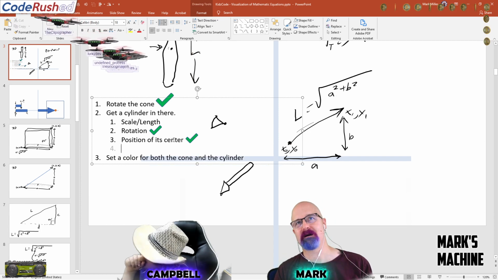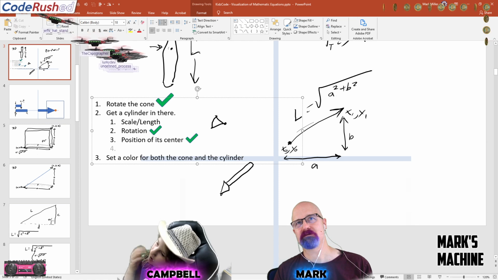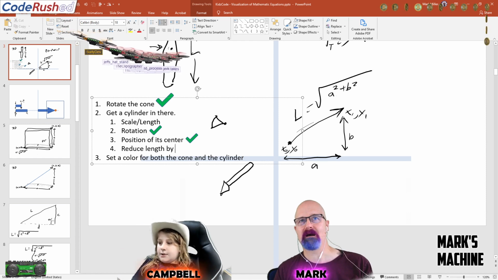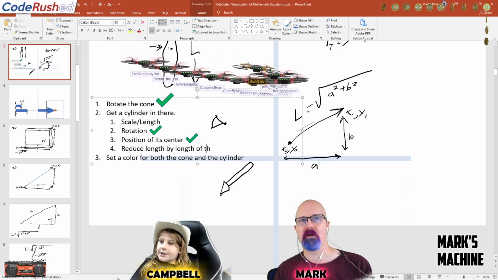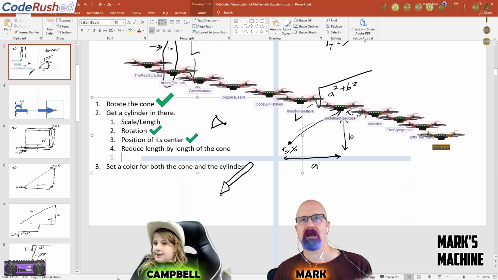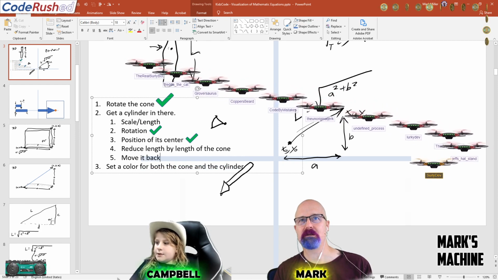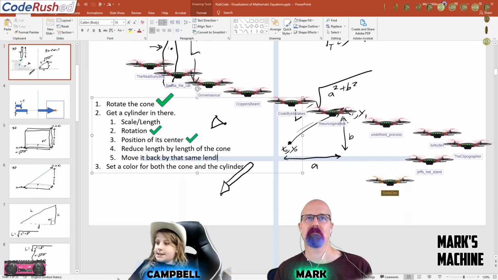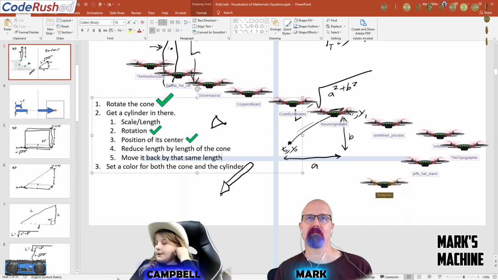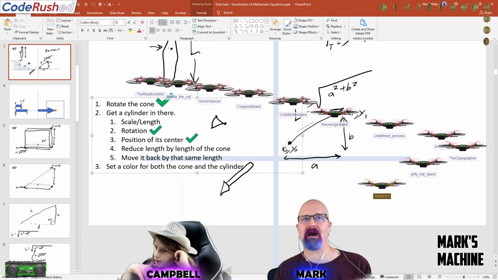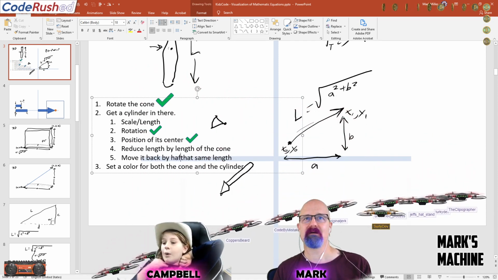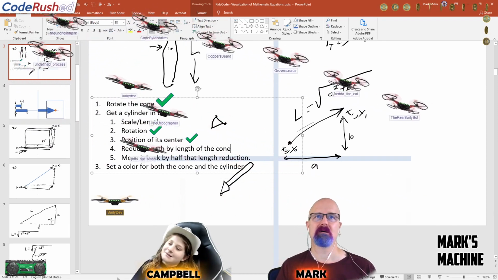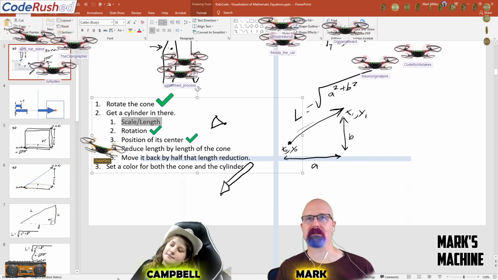We got to reduce its length on one side by the length of the cone, which I don't think is possible, but we can move it back. We can't reduce the length by the length of the cone on one side, but we can reduce it on both sides and then move it back. So we want to move it back by actually half that length reduction. That make sense, Campbell? Yes. Okay, so that's kind of where we are. We need to scale length. Let's do that now.